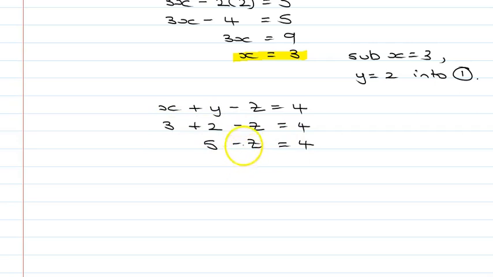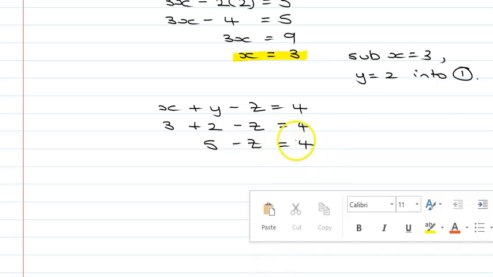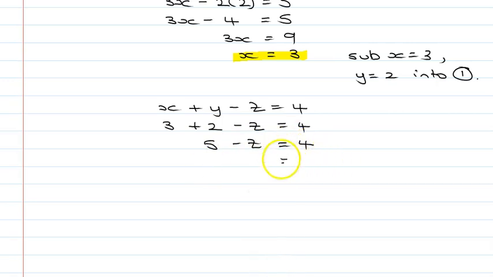Now I'm going to take the z over and bring the 4 back over that side because that makes it nicer. So if I take the z over there, I get a positive z, and then if I do 5 minus 4, I end up with 1 on the left and z on the right. So z equals 1 is the final solution. All right.